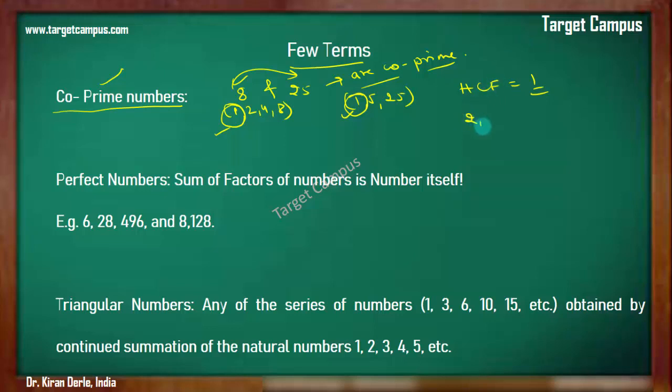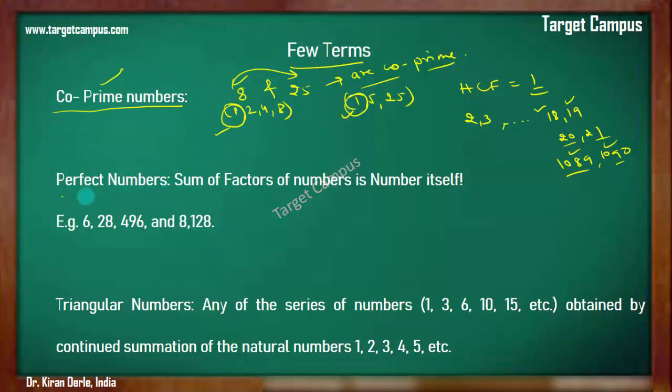Similarly, you take 2, 3, right? HCF is 1. Any two consecutive natural numbers will always be co-prime. 20, 21 will always be co-prime. 1089, 1090 co-prime. Any two consecutive natural numbers will always be a co-prime pair. I hope you are getting this point, right? Apart from 1, nothing is common.